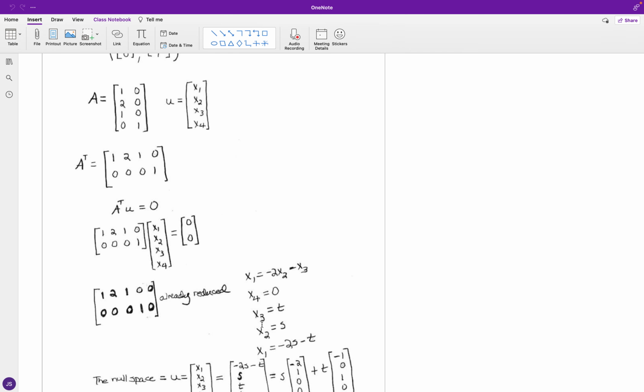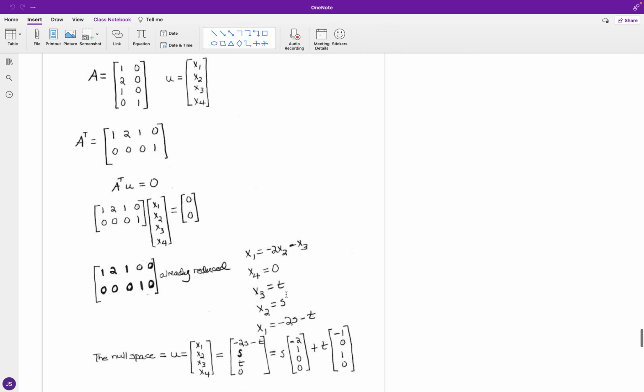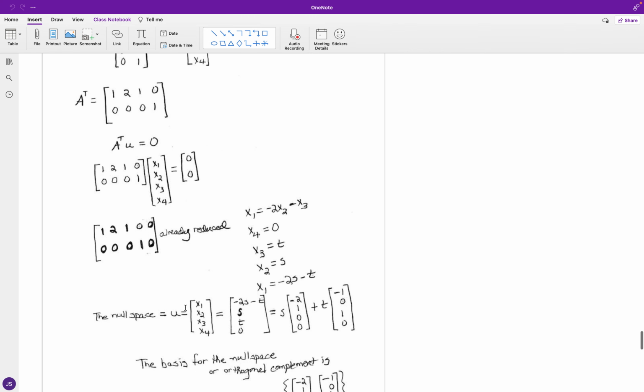So we'll have x3 equal to t, and x2 is equal to s. Substituting, x1 is equal to negative 2s minus t. So the null space u is going to equal negative 2s minus t. For x2, we have s. For x3, we have t. And x4, we already have baked in, is equal to 0.